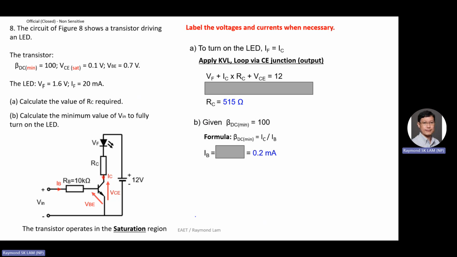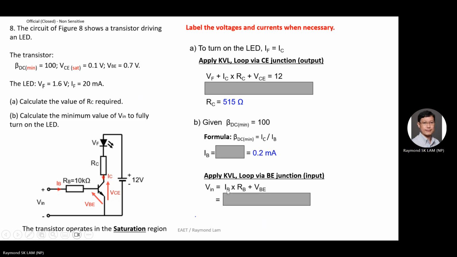Do you manage to calculate IB? Then the question asks you to calculate V in, right? Are you able to calculate V in? As I mentioned, there are only 3 steps, correct? We have done this one. The third step will be another KVL, right? So if you do the KVL via the input, you should be able to calculate V in.